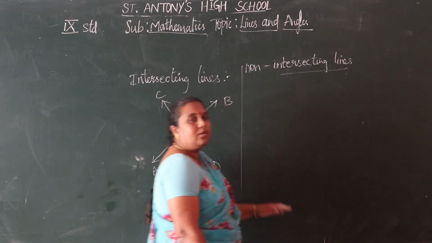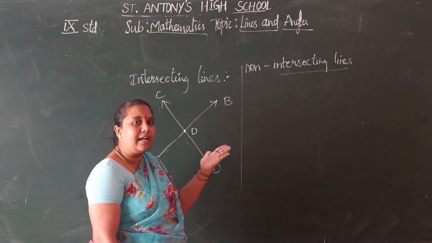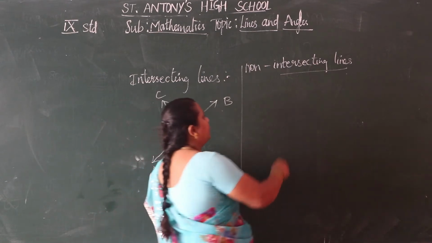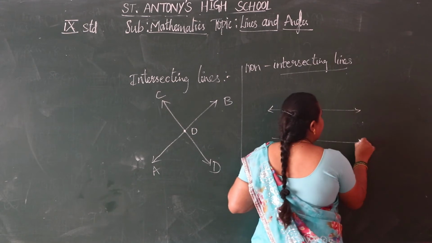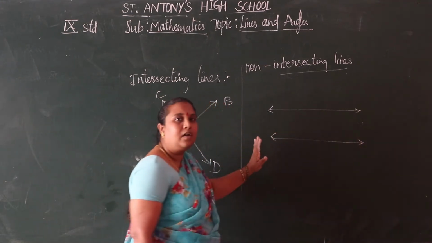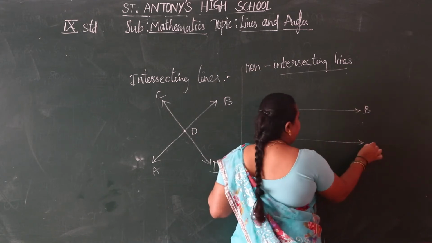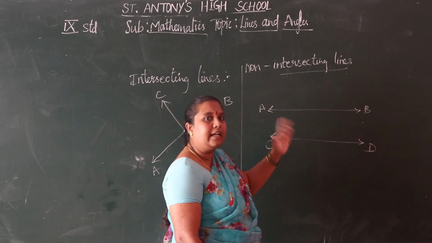Non-intersecting lines. Non-intersecting lines means we have two straight lines that do not intersect at any other point at any cost. So these two lines are non-intersecting. This is line AB and this is line CD. These two lines do not intersect at any point.